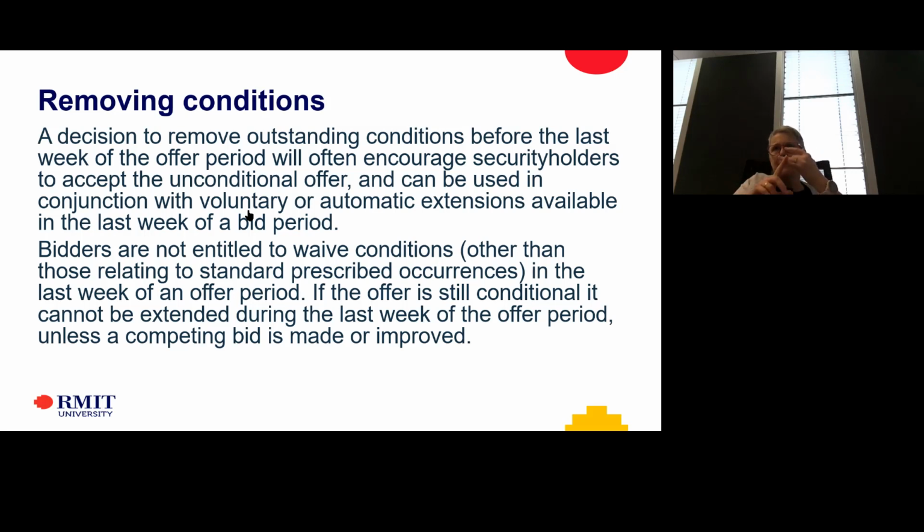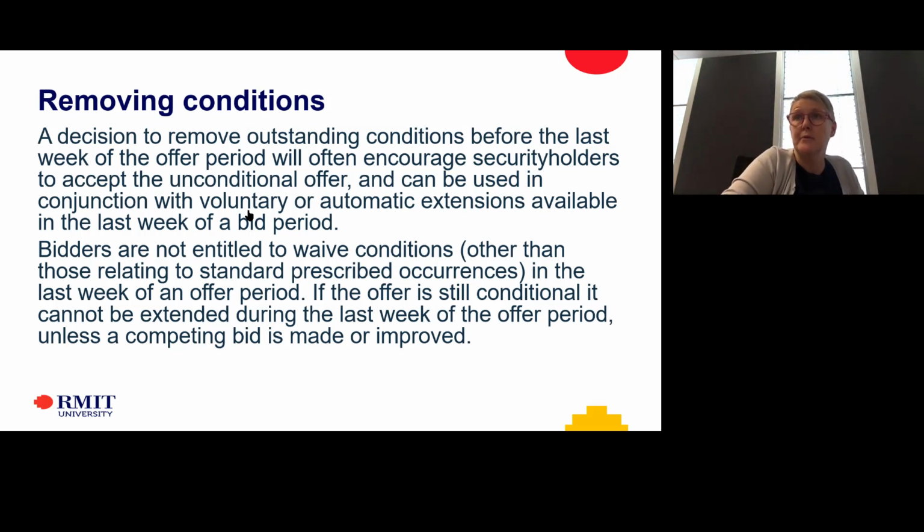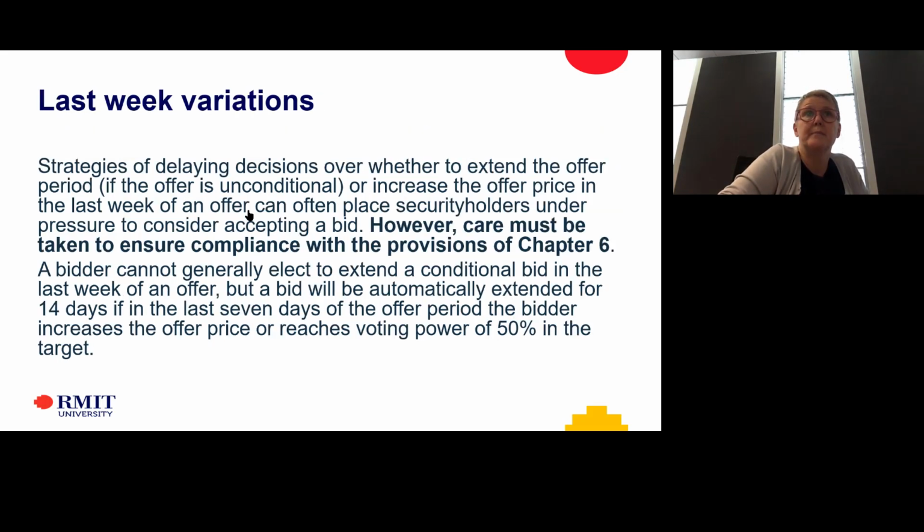So bidders can't waive conditions other than those that relate to the prescribed occurrences, so liquidations, change in capital, those kinds of things. They're not allowed to waive those conditions in the last week. So any change that they make has to be made before that time. So again, timing becomes quite critical because they want to leave that as late as they can, because the more conditions you have, the more control you have. But as a consequence, the law says, well, we're not going to let you do that at the very end period. Unless, of course, a competing bid is made or a competing bid is improved. So you can respond to changes to another bid.